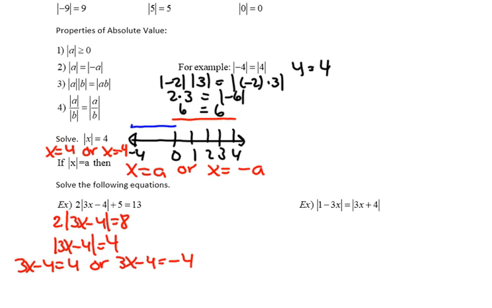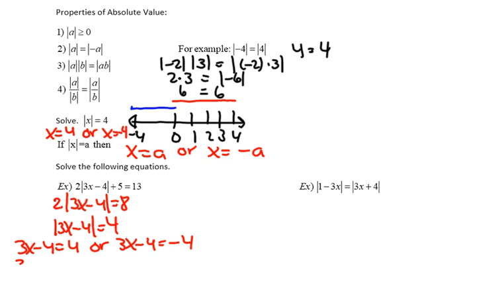Okay. Now, add the 4 here, and then divide by 3. So one solution is 8/3. Add 4 here, and then divide by 3. So my two solutions in this particular case are going to be 8/3 and 0. Now again, just like any other type of equation, you'd like to check to make sure it works. I won't do that here in the video, but you can rest assured that they both work.